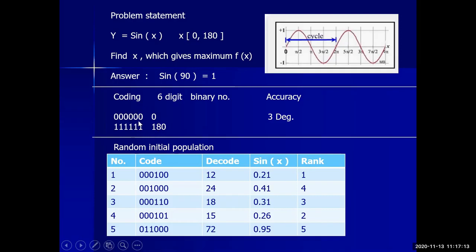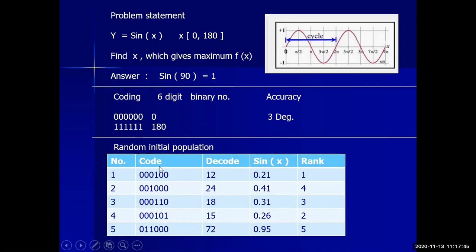Then in between, with a 6-bit binary number, how many values can be generated? If you take base as 2, how many combinations are there? 2 power n minus 1. That means 63 values can be generated, and including 0, 64 values are generated. So in this range, if I generate 64 values, the accuracy is 3 degrees.